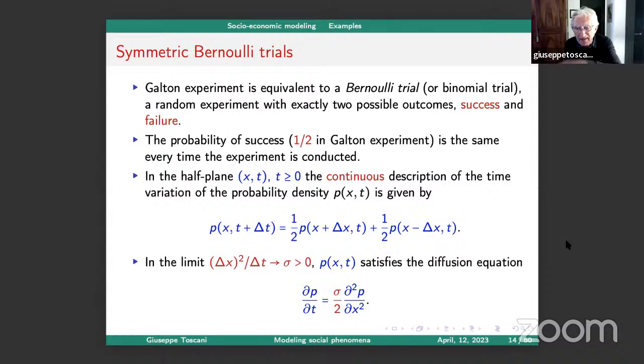And then if you expand this expression in Taylor series, and you take the classical diffusion limit, delta x squared over delta t, and you suppose that this limit is finite and bounded away from 0, then immediately you realize that your probability satisfies the diffusion equation, so the heat equation, in which the diffusion coefficient is 1/2 of sigma. And this is very elementary.